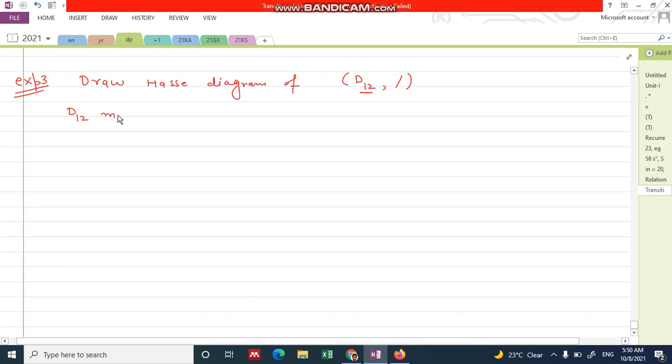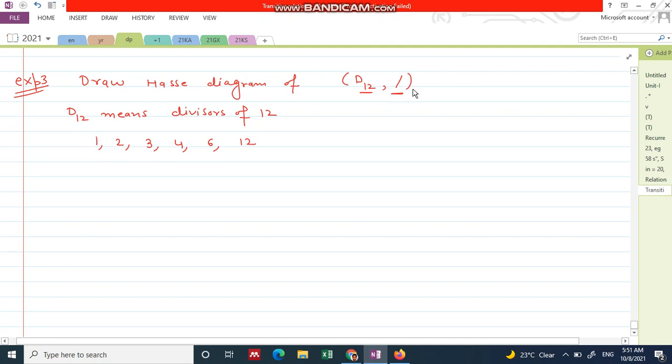D12 means divisors of 12. Okay. So what are the positive numbers which divide 12? 1 divides 12, 2 divides 12, 3 divides 12, 4 divides 12, 6 divides 12, and 12 divides 12. Okay. Now these are the numbers. So we want to draw the Hasse diagram for this under divisibility.